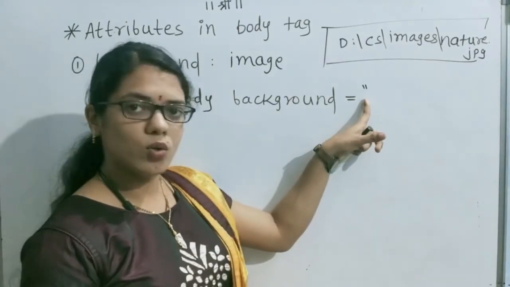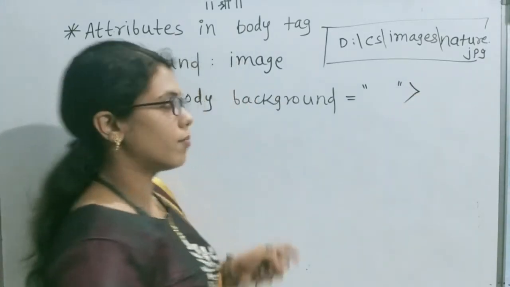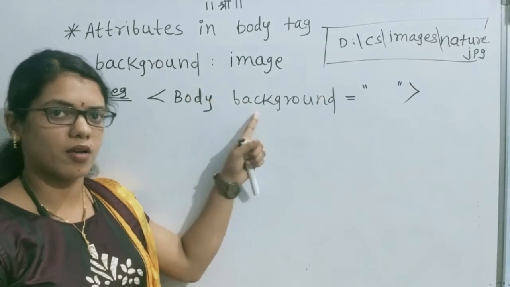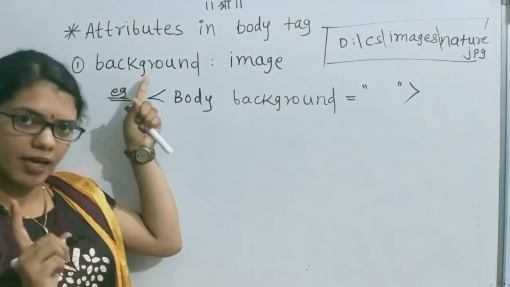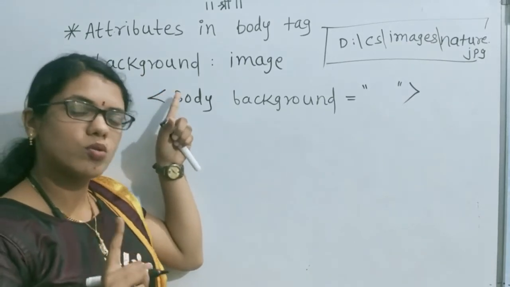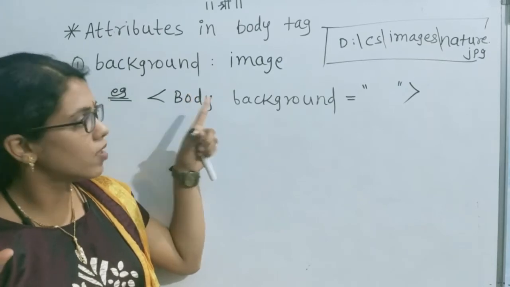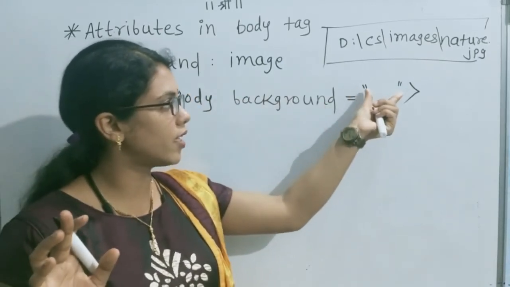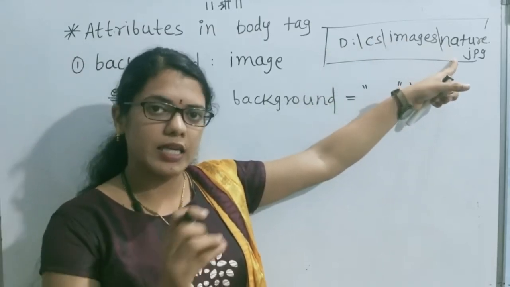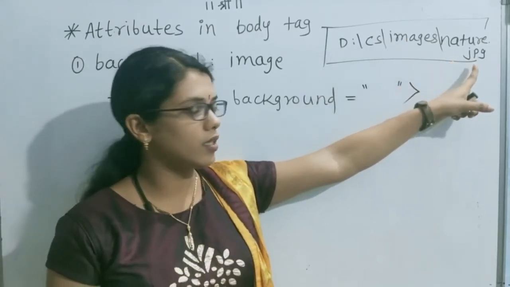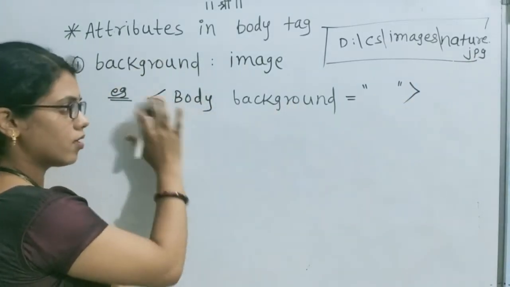So the value is given inside double quotes. This is a basic example of the background attribute with the body tag. The first attribute is the background attribute, which is used to apply an image to the background of a web page. The value given inside double quotes is the complete path of the image where it is stored, along with its extension.